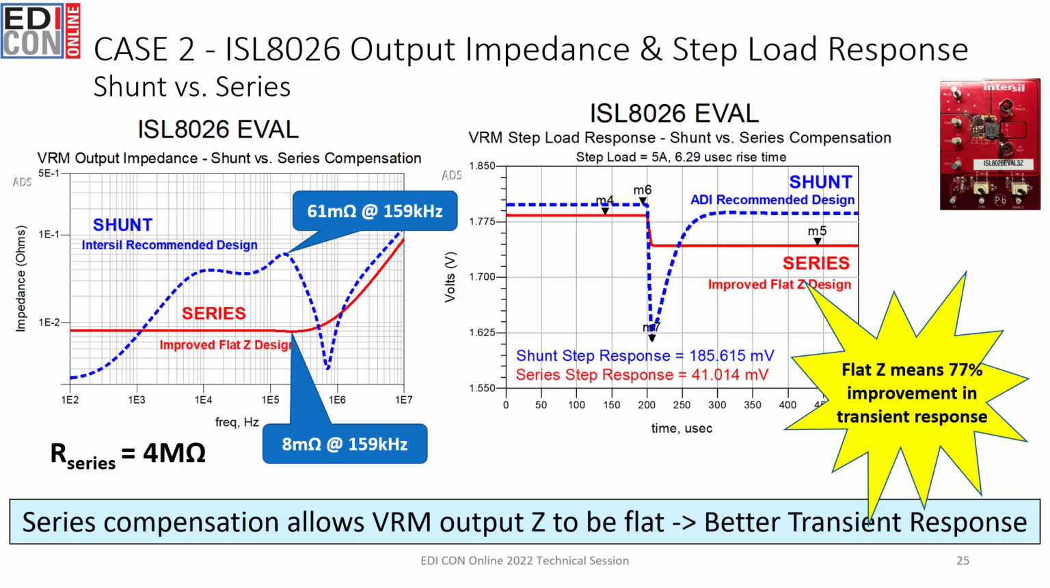Moving on to test case 2, which is the ISL8026. Here again, we are emphasizing that by using a shunt compensation, your VRM transient response is sensitive to the error amplifier's transconductance variation. As shown by using a 5 amp step load with a 6.3 microsecond rise time, we see a significant difference, up to 77% improvement, when going from a shunt to a series compensation in the transient response.